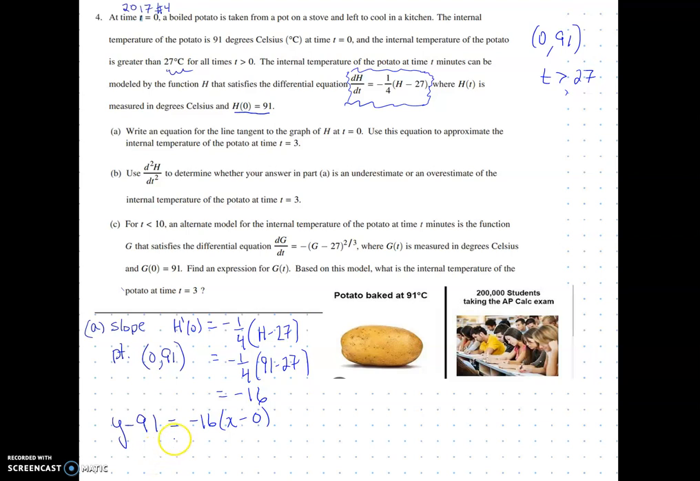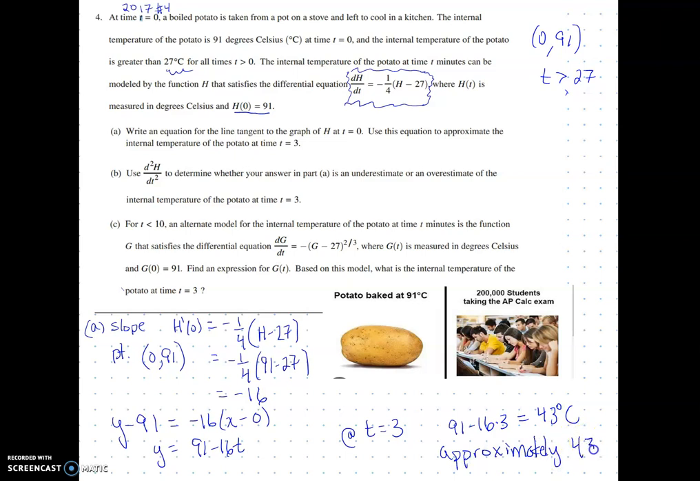If we wanted to button that up a little bit, we're actually talking about heat and time. So let's write it as y equals 91 minus 16 times the amount of time that's passed. That's the temperature of the potato. So our temperature at t equals 3 is approximately 91 minus 16 times 3. That's 43 degrees Celsius. So approximately 43 degrees Celsius.